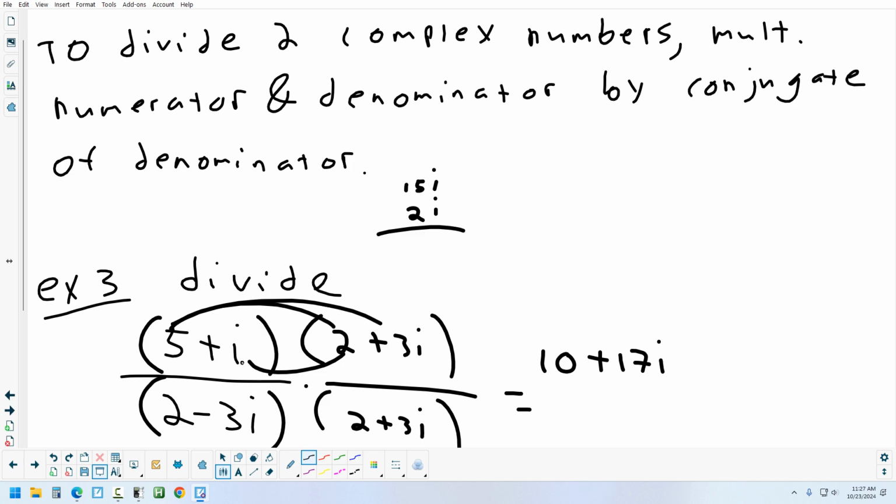Now, positive times positive is a positive. So we took care of the sign. What's i times 3i? 3i squared. A few things we have to do in the top. We'll come back to it.